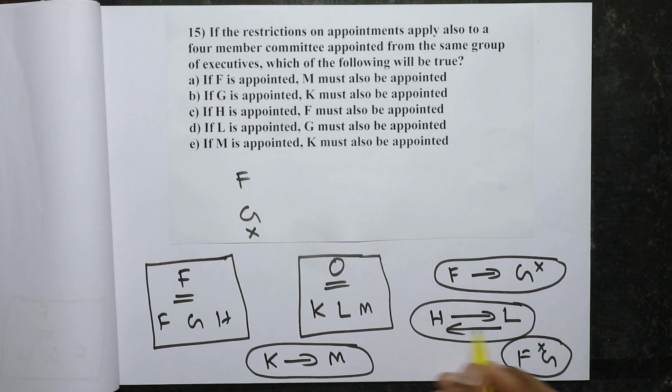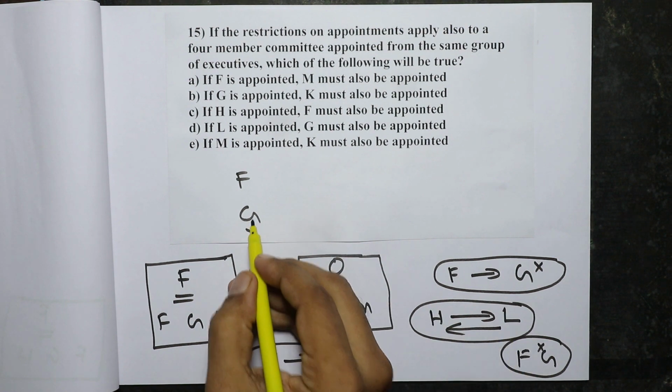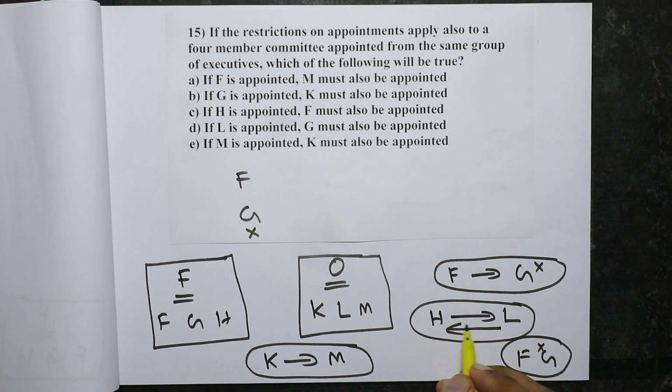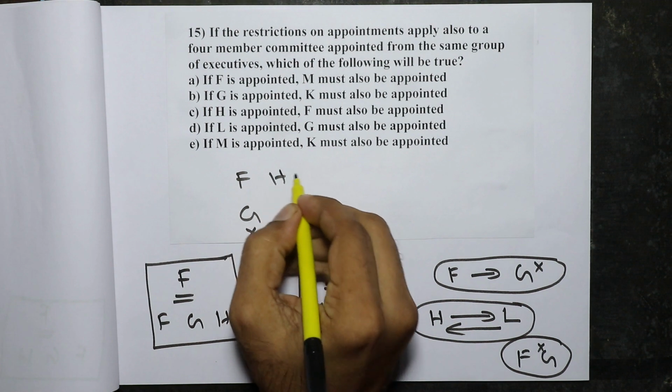Now if you look at H and L, either both of them have to be selected or both of them have to be omitted. Selecting any one person alone is not possible. Now both of them cannot be omitted. So if you omit both H and L, it will be G, H and L, 3 of them will be omitted. That is not possible. So the only way out is that both H and L have to be selected.